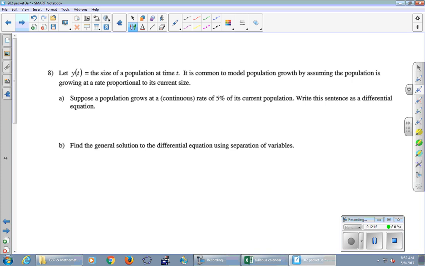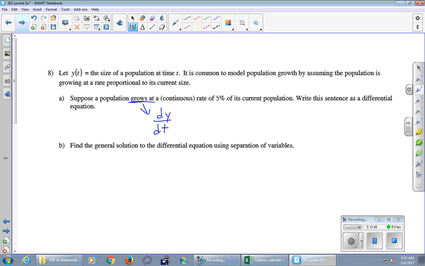Suppose a population grows at a continuous rate of 5% of its current population. That is to say, the population is growing at 5% all the time, continuously, gaining 5%. Let's write that sentence as a differential equation. All right, here we go. Y of t is the size of the population. If I say the population is growing, that is a derivative. It says the population is changing as time passes. Dy dt.